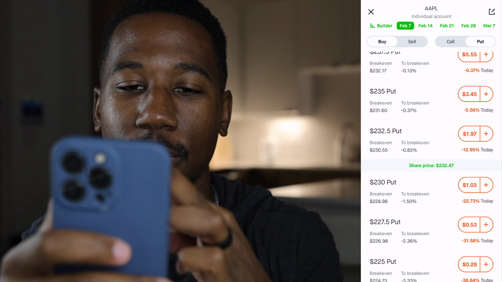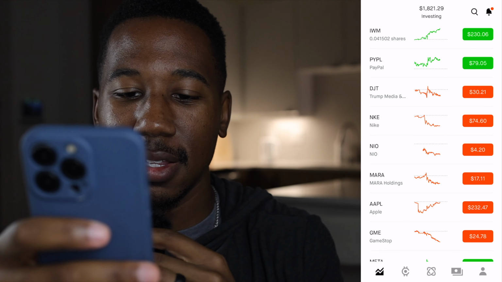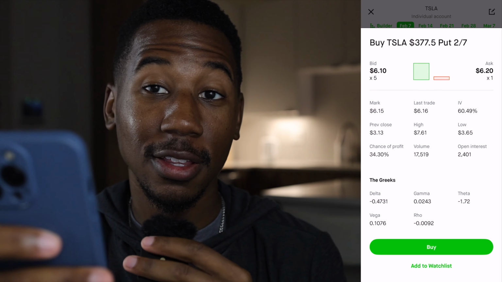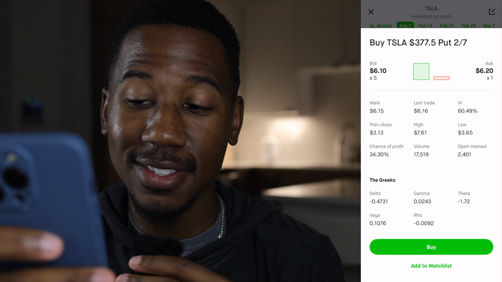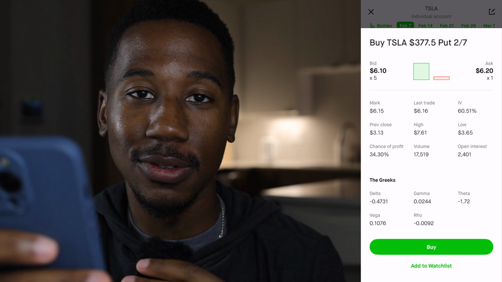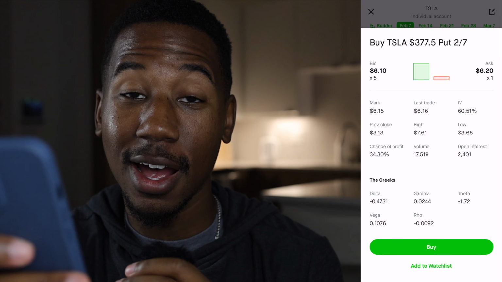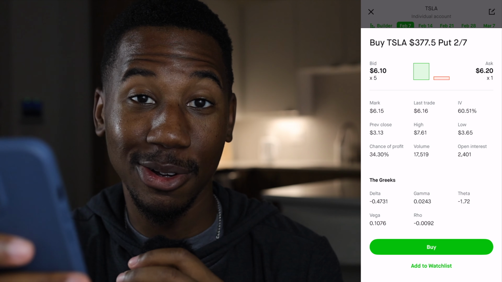We're going to go to Tesla real quick while we're talking about IV, just so you can see that it does differ. All right, so now we're looking at Tesla, and looking at the IV, it's a lot higher. The IV is 60. That means that if this contract doesn't move, it is going to lose a lot more value. So when it comes to the IV, typically the higher I see the IV, the faster I'm likely to get in or out of a trade.